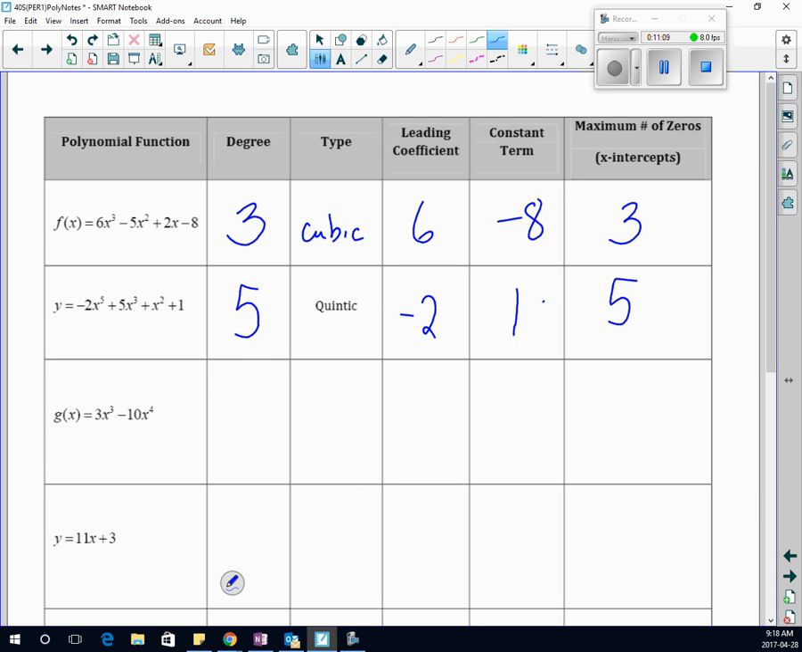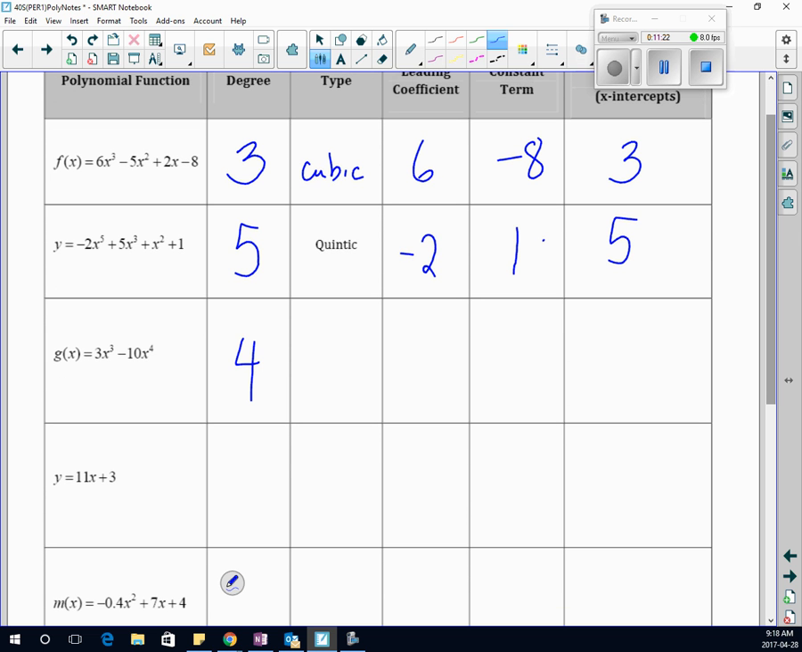5. Okay, next one. What is the degree? I didn't trick you on that one. Very good. It is 4. Sometimes it's not in the right order. So what's that called? It's a quartic. I doubt they'll ever ask that, but it's not like it's hard or anything.